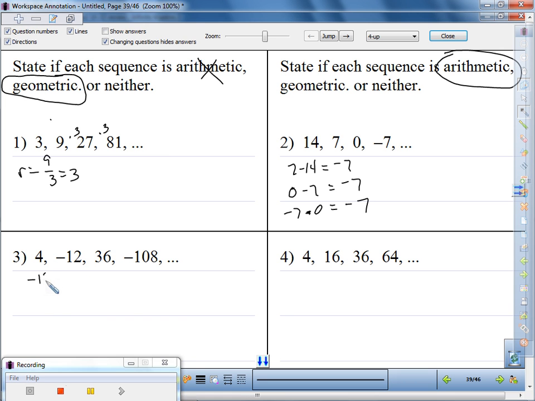Let's see. If I take negative 12 divided by 4, that gives me negative 3. Okay, so if I multiply, negative 12 times negative 3 gives me positive 36. And if I take 36 and multiply it times negative 3, it gives me negative 108. So this one is geometric.